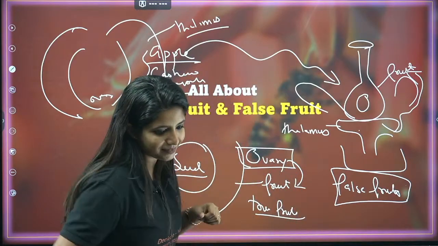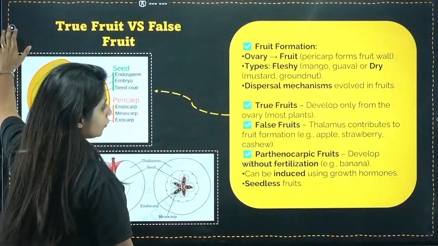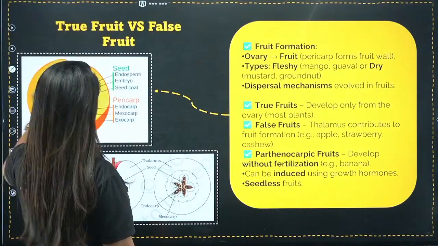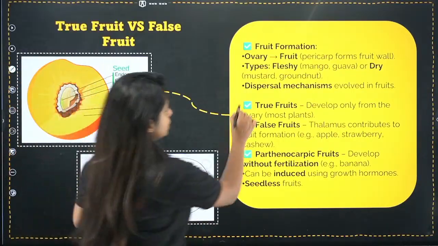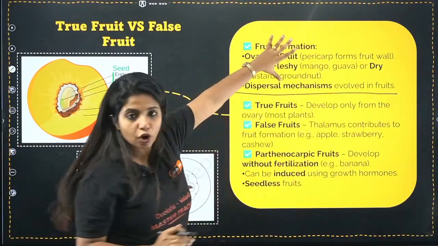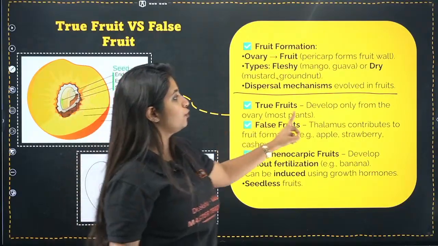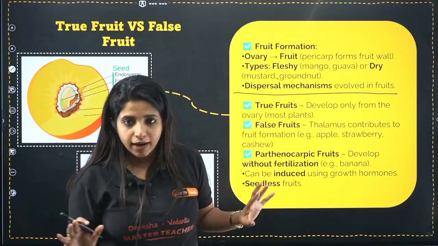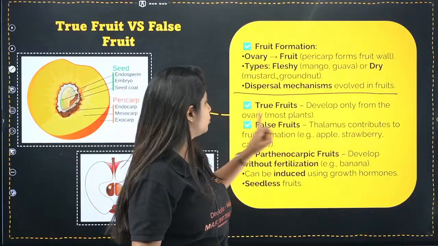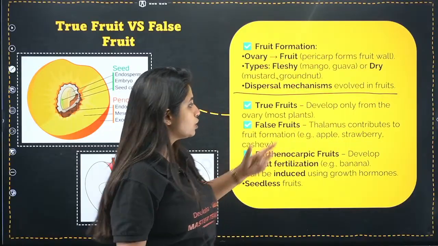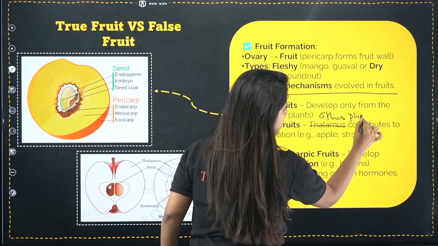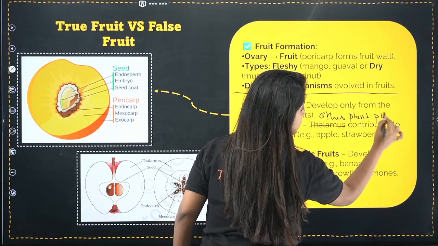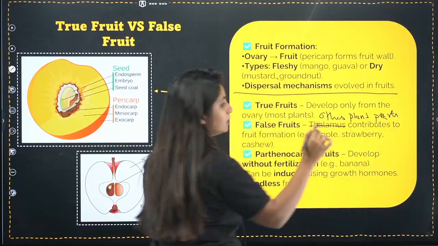Amalu, perfect. Great. Okay. So over here, I'll just read about it so that you get a better understanding of it. So just wait for a second, we'll talk about this later. First this. True fruits develop only from the ovary, in most plants. False fruits, thalamus contributes to the fruit formation. So it's not just thalamus, other plant parts, okay? Don't just write thalamus, it can be other plant parts.